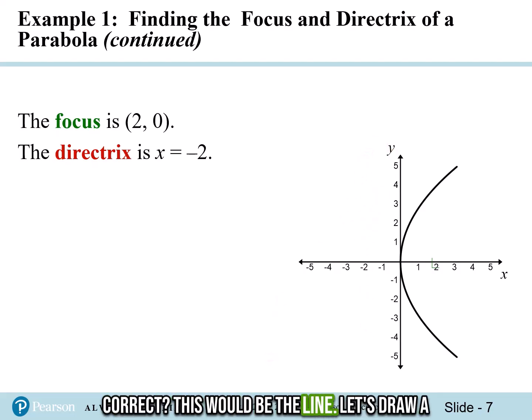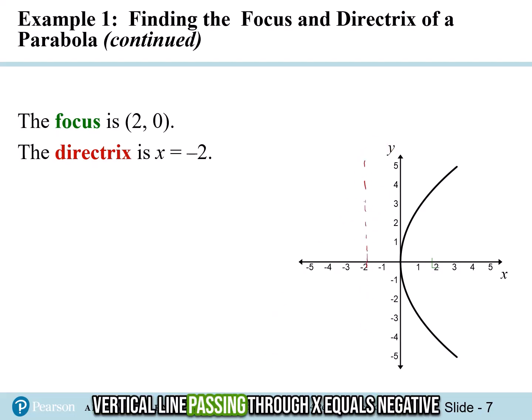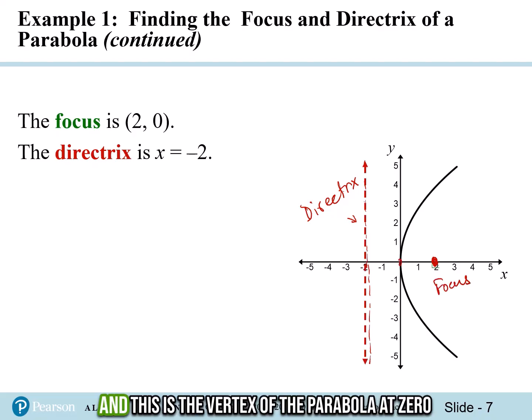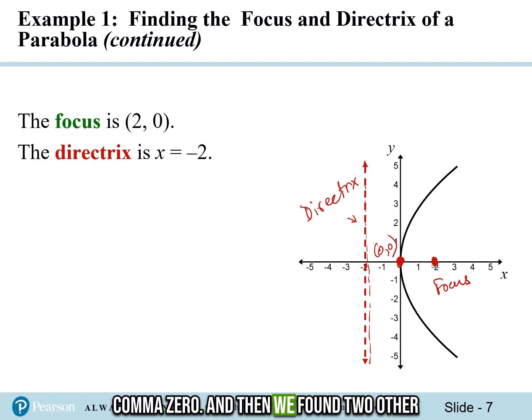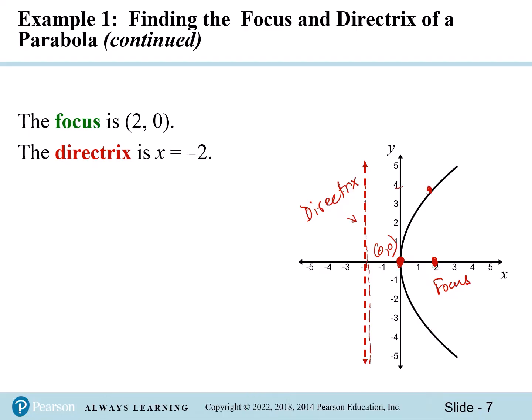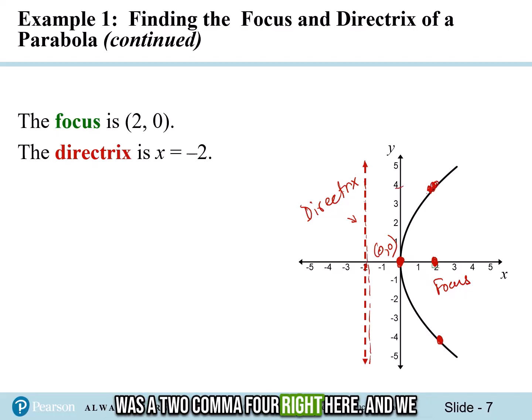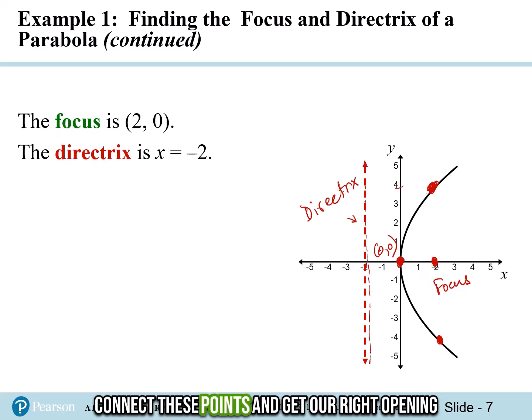Correct? This would be the line. Let's draw a vertical line passing through x equals -2. This is the directrix. This point here is the focus, and this is the vertex of the parabola at (0, 0). And then we found 2 other points. One of them was at (2, 4) right here, and the other one was at (2, -4). And we connect these points and get our right opening parabola.